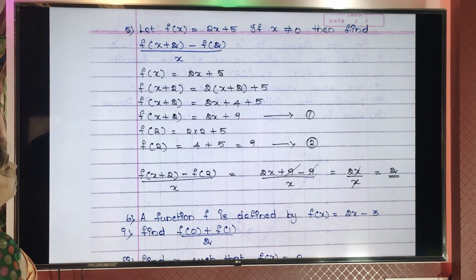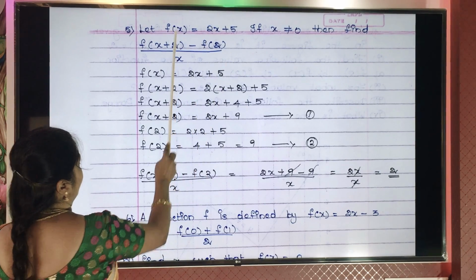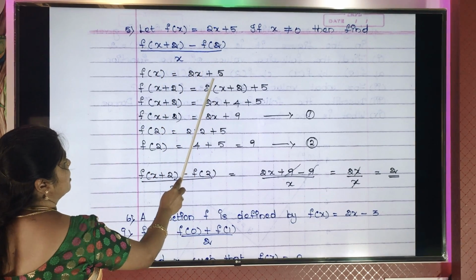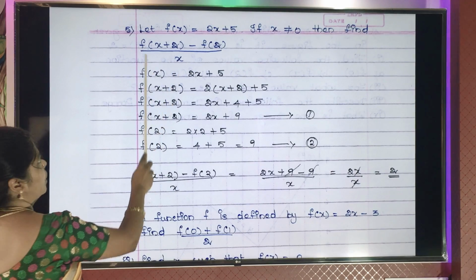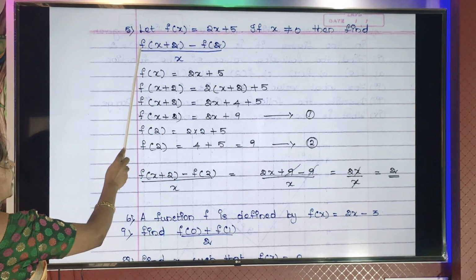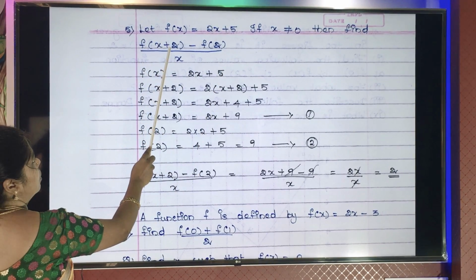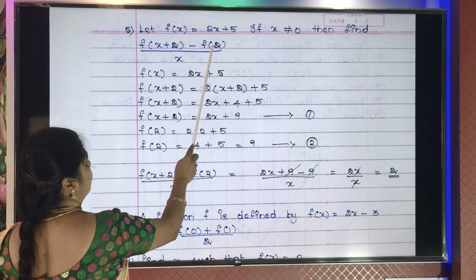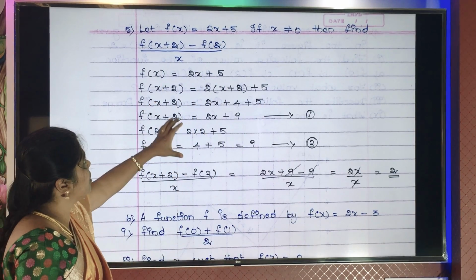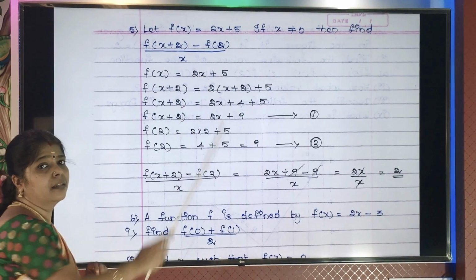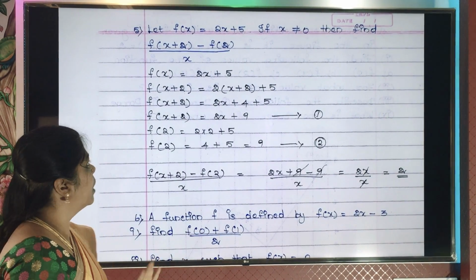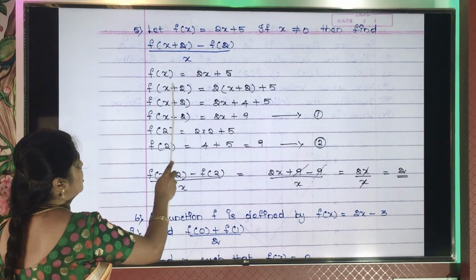Now let us get into the question. What is given? f of x is equal to 2x plus 5. So, according to the question asked, first I need to find f of x plus 2. Then I will find f of 2. And then with those values I will try to evaluate this. This is the idea.